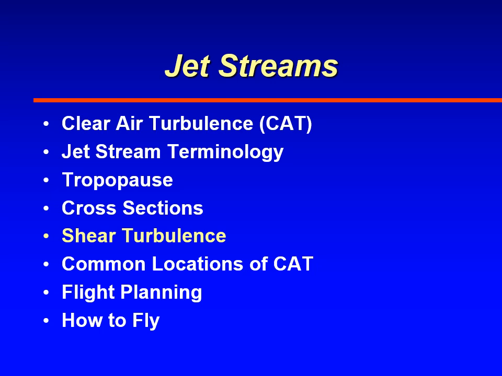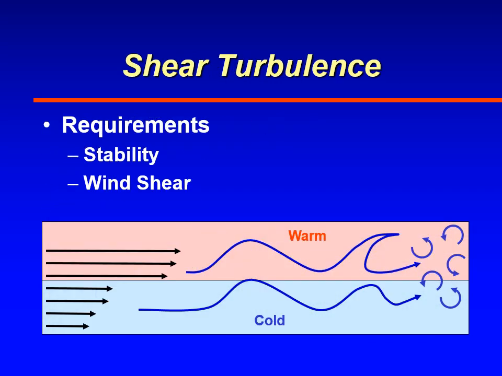Now that we have an understanding of the structure of the atmosphere and all the different phenomena that occur, the jet stream, the upper fronts, and tropopause, we're going to use that to gain an understanding of where turbulence is generated in our atmosphere through shear. So, speaking of clear air turbulence, what kind of requirements do you need for turbulence? Shear turbulence requires stability and, of course, wind shear. We talked about how stability holds back the turbulence until the shear gets so strong, and then it breaks through and overcomes the stability.